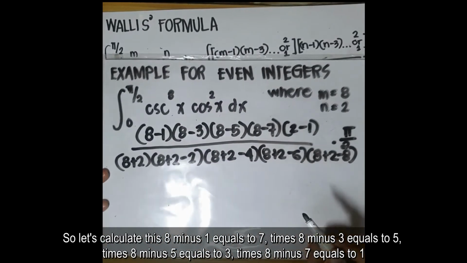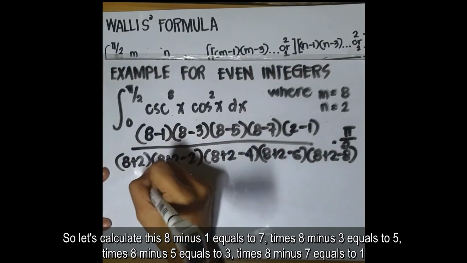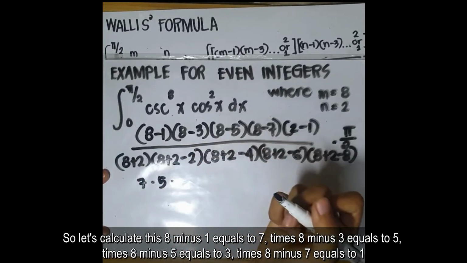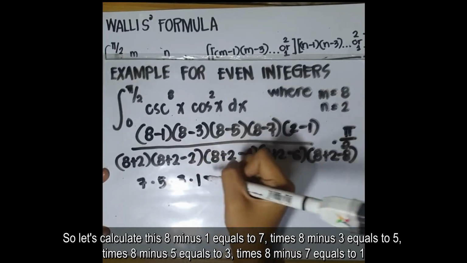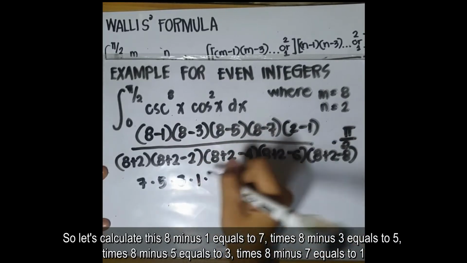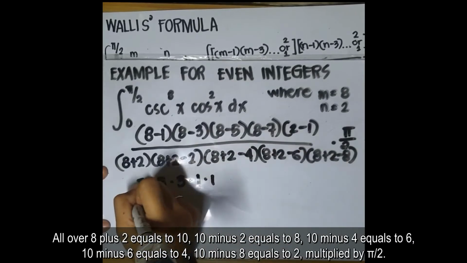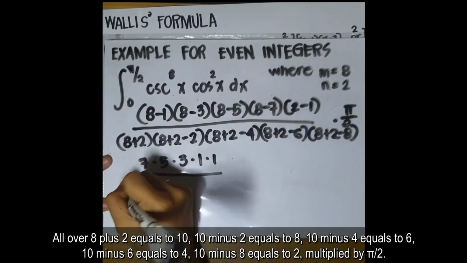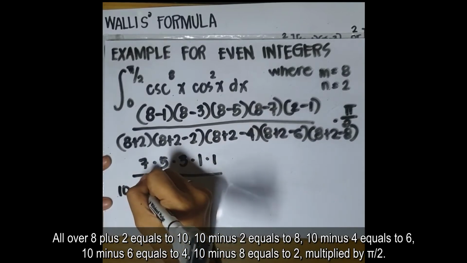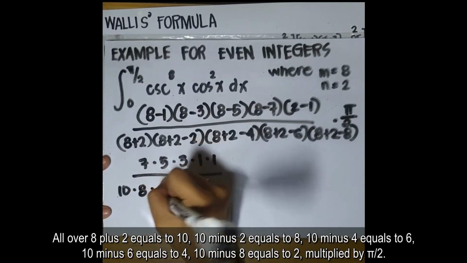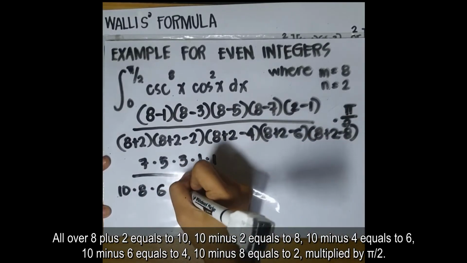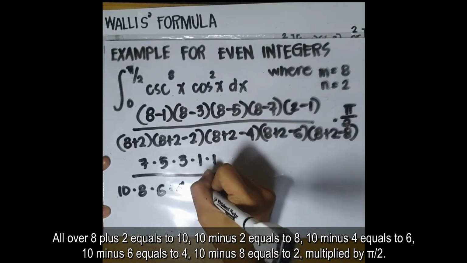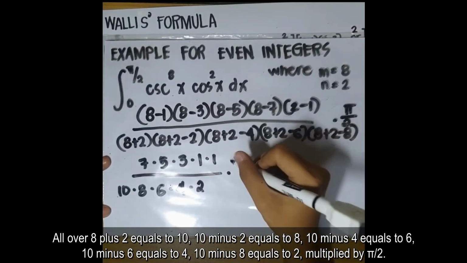So let's calculate this. 8 minus 1 is equal to 7, times 8 minus 3 is equal to 5, and 8 minus 5 is equal to 3. 8 minus 7 is equal to 1, times 2 minus 1 is equal to 1, over the denominator, which is 8 plus 2 equals 10. 10 minus 2 is equal to 8. 10 minus 4 is equal to 6. 10 minus 6 is equal to 4, and 10 minus 8 is equal to 2. Multiplied by pi over 2.